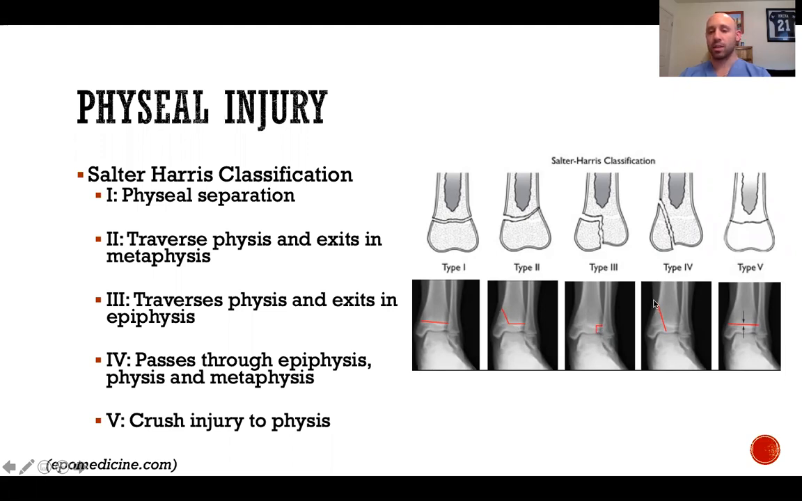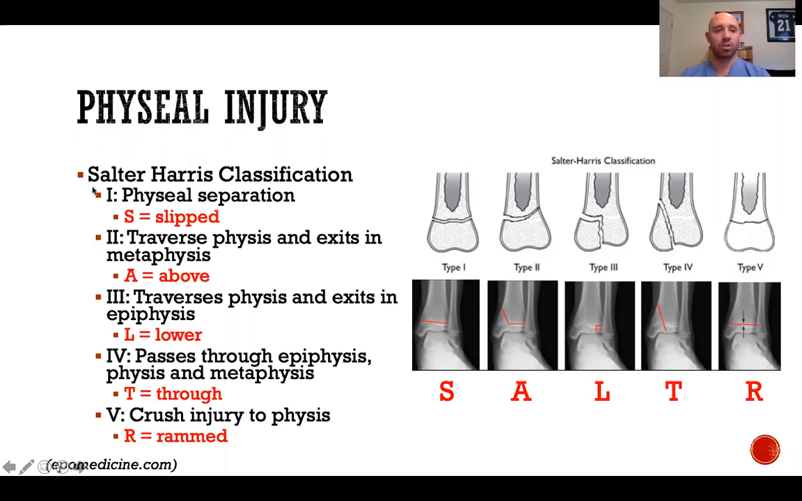4 goes through both the metaphysis, then through the physis, and then the epiphysis. And then a type 5 is when you get a complete crush injury to the physis. So another way of remembering this is if you take the word Salter and you get rid of the E, and then you apply it to the 5 types.